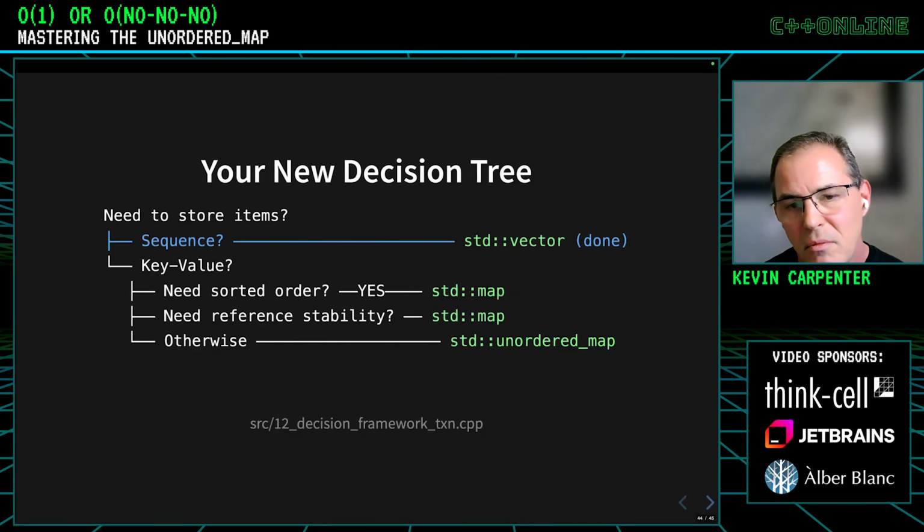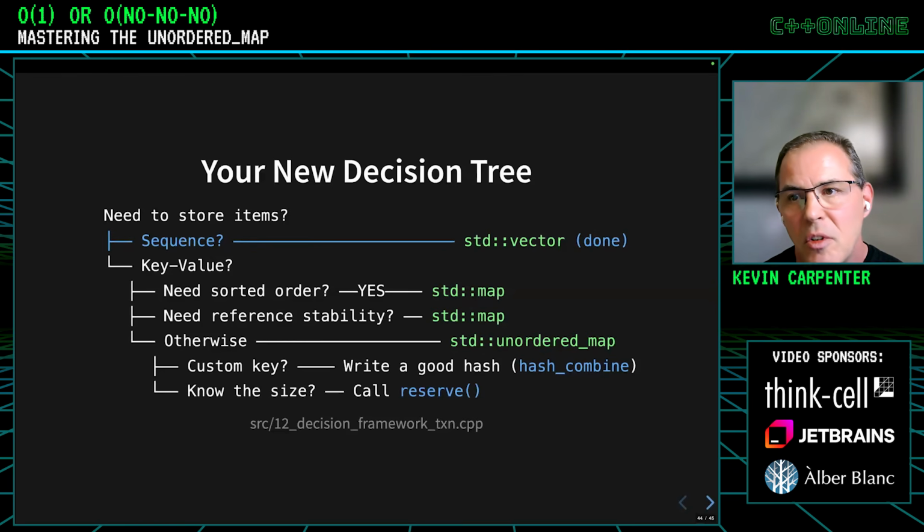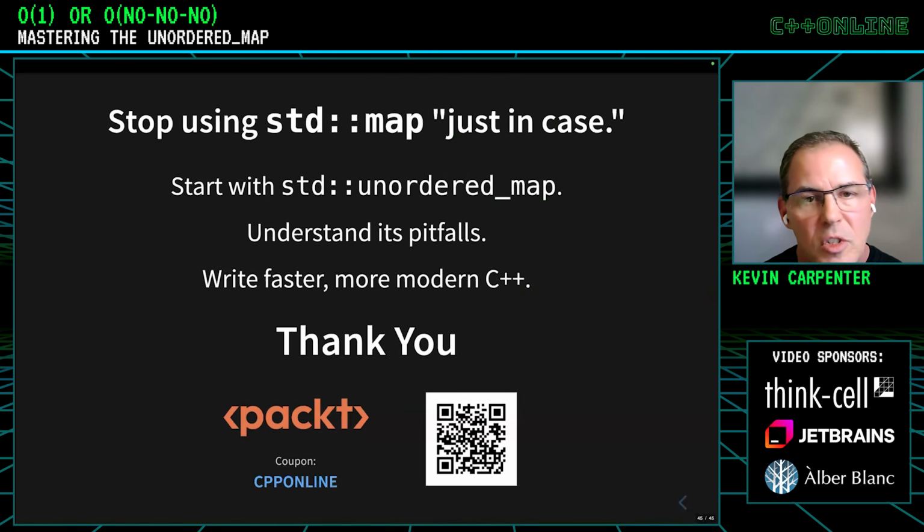So I like to break it down. Sequence, std vector. Otherwise, unordered map until I'm proven otherwise. And if you know the size, and you have a custom key, make sure if you're using unordered map to use hash combine or just write a good hash function, and know the size, call reserve. So stop using std map just in case. Start with std unordered map. If it's not vector, it should be std unordered map. You know what the pitfalls are, and now you can write more modern and faster C++.